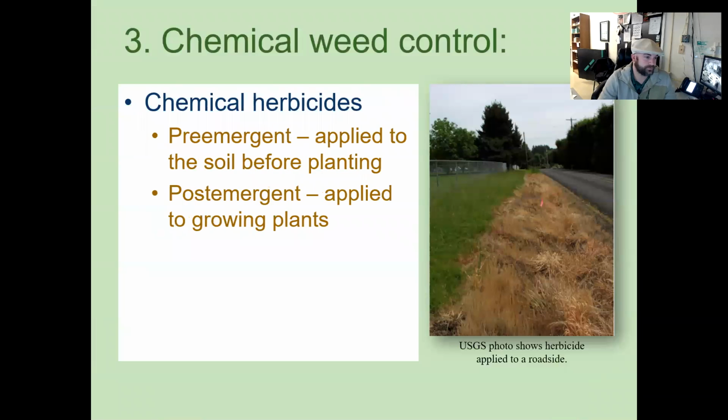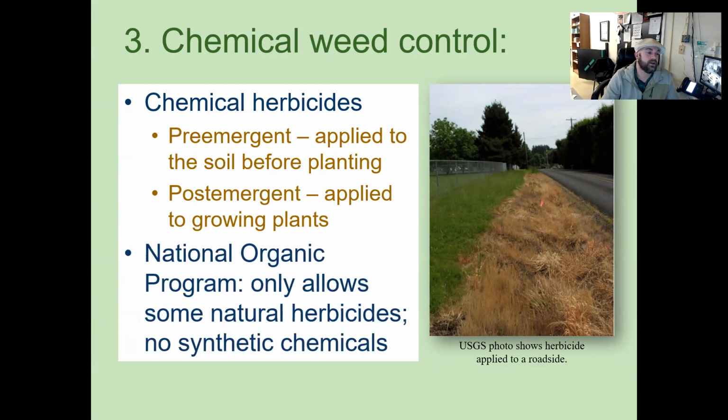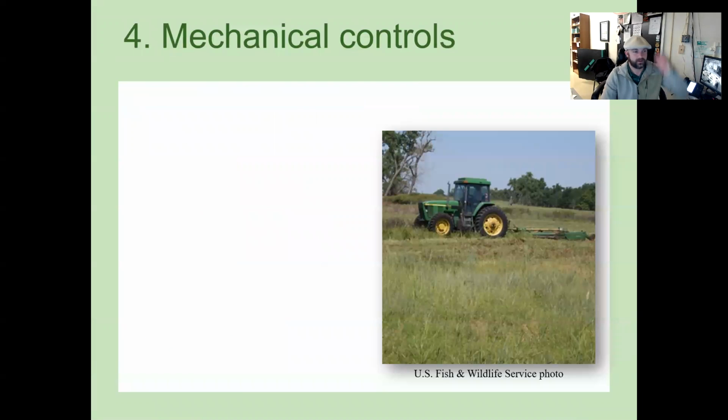So chemical weed control, chemical herbicides: pre-emergent applied to the soil before planting, post-emergent applied to growing plants. In the landscape industry, we use a lot of pre-emergents to make sure we don't get any crabgrass coming up, other weeds in general too. We try to keep violets out of the lawn. So there is a lot of pre-emergent stuff. And then for your post-emergent, that's after everything is starting to come out of the ground and maybe even fully blooming at the point you want to spray it. So National Organic Program only allows some natural herbicides, no synthetic chemicals.